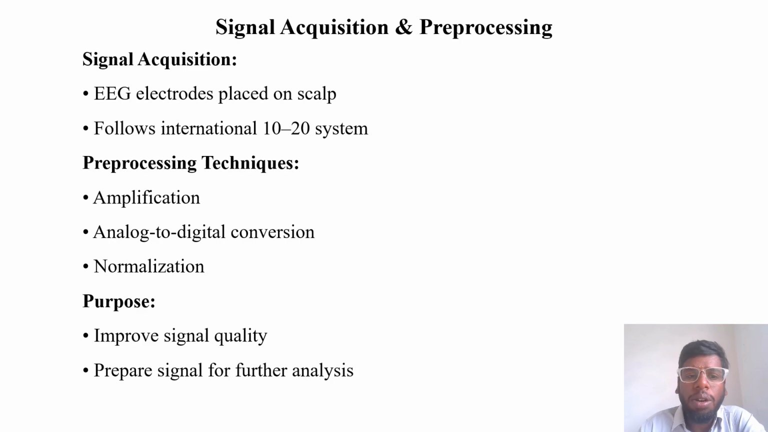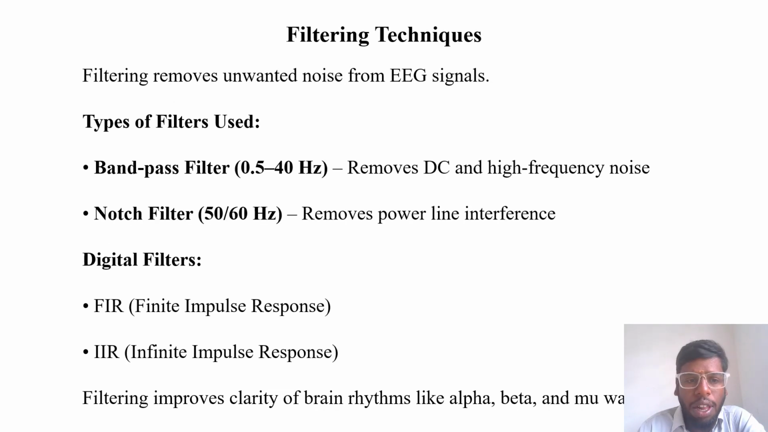Signal acquisition and pre-processing. For signal acquisition, we place the electrodes on our head following the international 10-20 system. Pre-processing techniques consist of amplification. If the signal is low, we have to amplify it, and when we amplify the signals, noise will be produced, so we have to remove that. Then analog to digital conversion: the signals from our body are taken as analog and converted into binary, that is zeros and ones. Then normalization, whose purpose is to improve the signal quality and prepare for further analysis.